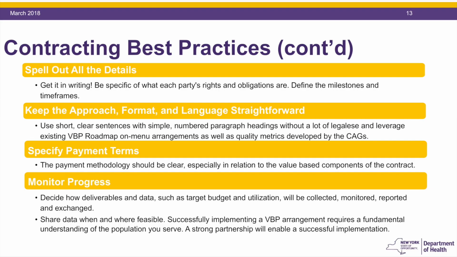Monitor progress. Decide how deliverables such as data, target budget, and utilization will be collected, monitored, reported and exchanged. And you already know about the budget and that little provision on the partnership between the MCO and the PPS for data sharing. So this is it.